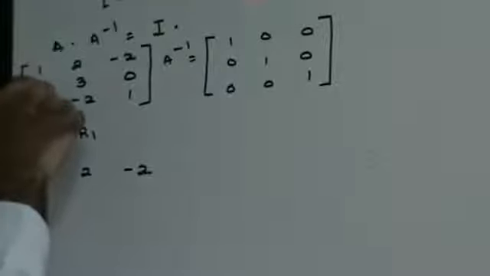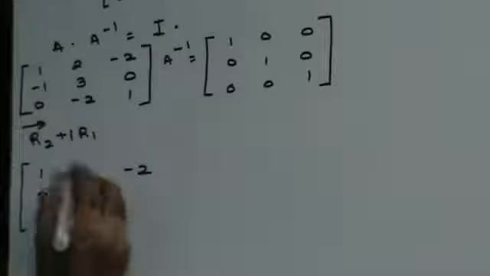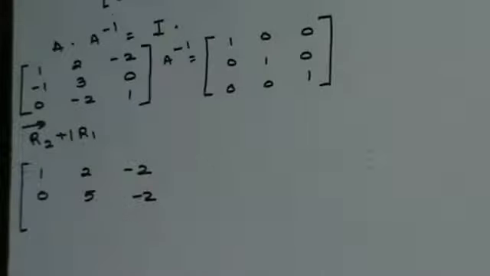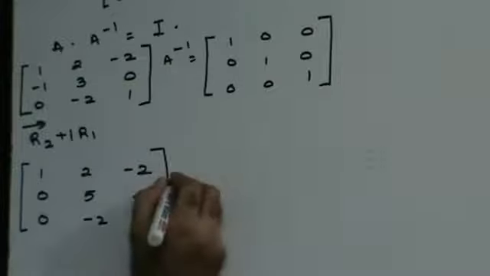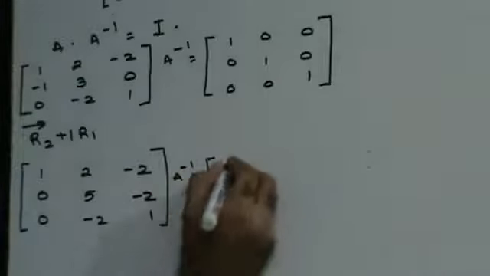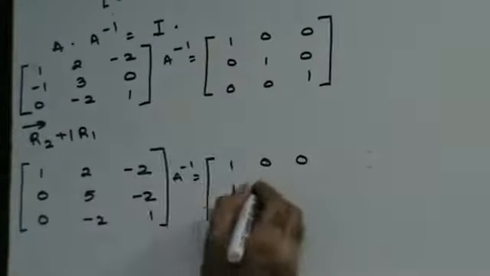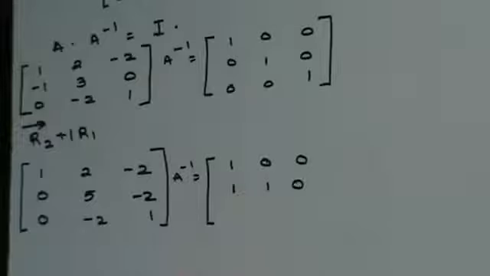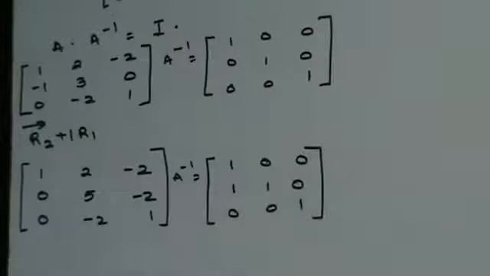Okay, let's see one sum. 1, 2, minus 2. R2 plus R1: minus 1 plus 1, 0. 3 plus 2, 5. 0 minus 2, minus 2. 0 minus 2... 1. Into A inverse, 1, 0, 0. 0 plus 1, 1. 1 plus 0, 1. 0 plus 0, 0. 0, 0, 1. Right, do we get this? So my first column is done.